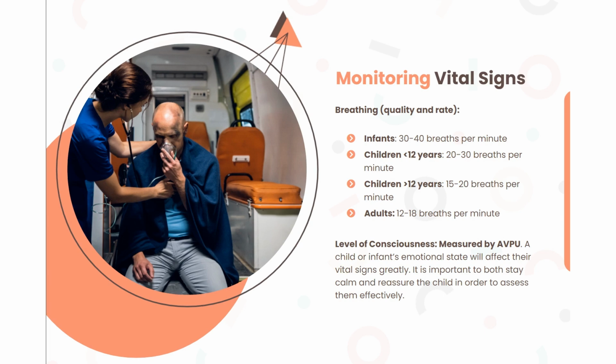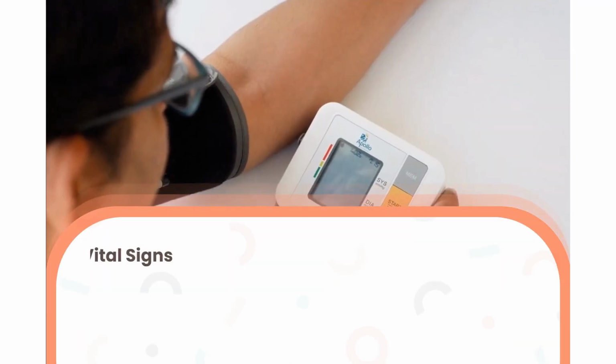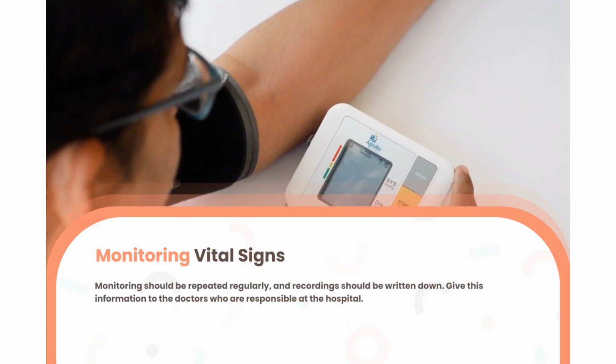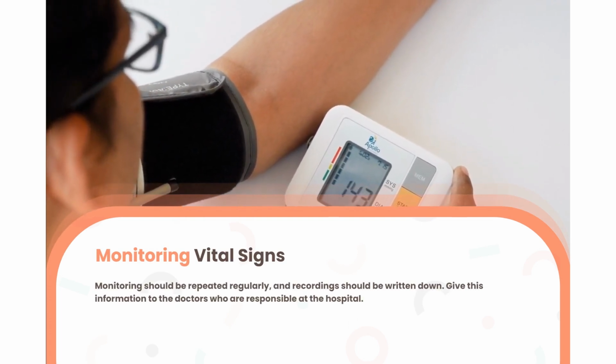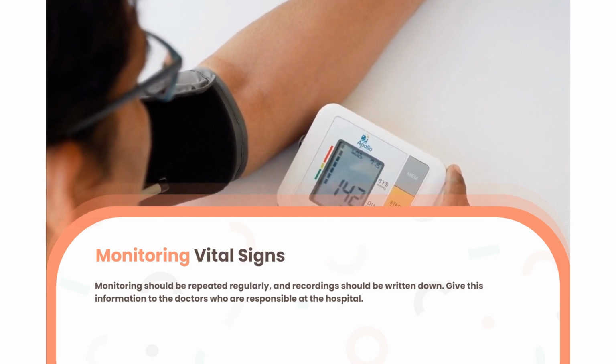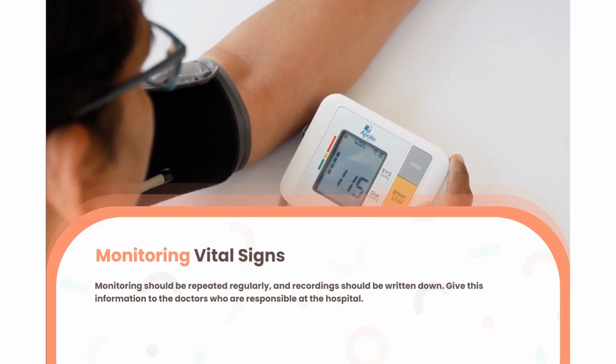A child or infant's emotional state will affect their vital signs greatly. It is important to both stay calm and reassure the child in order to assess them effectively. Monitoring should be repeated regularly, and recordings should be written down. Give this information to the doctors who are responsible at the hospital.